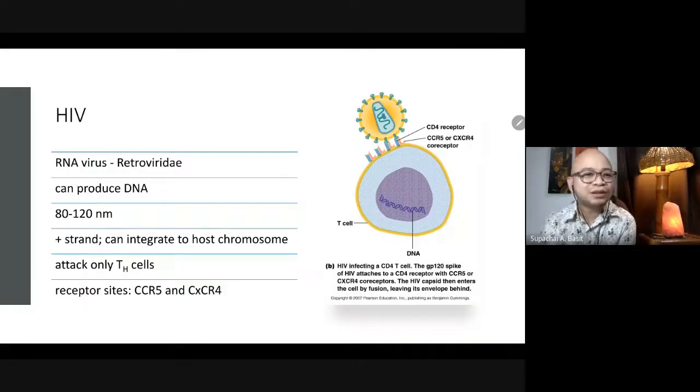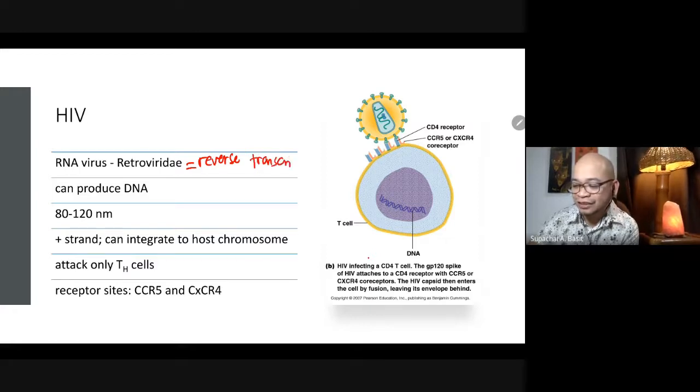So let's talk about HIV. HIV is an RNA virus. In fact, it belongs to the family Retroviridae. Retroviridae is a unique virus because of a specific enzyme known as reverse transcriptase. And it actually opposes the central dogma of molecular biology.